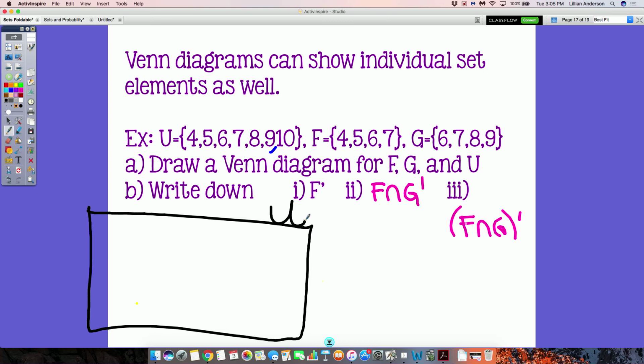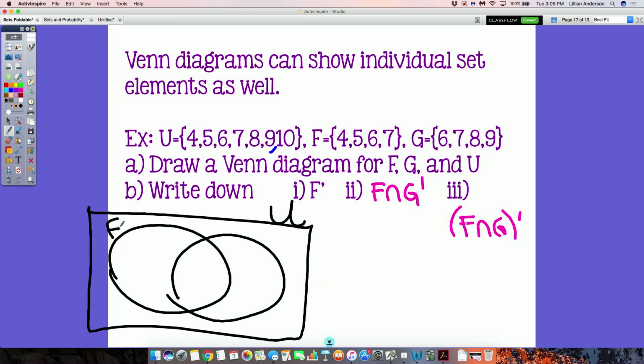U is always a universal set, so it will never be a circle. But inside of U, you should have had two circles that intersected each other, one labeled F, one labeled G. Neither F was all in G, and neither G was all in F, so that's why there were two intersecting circles. Now, what do F and G have in common?